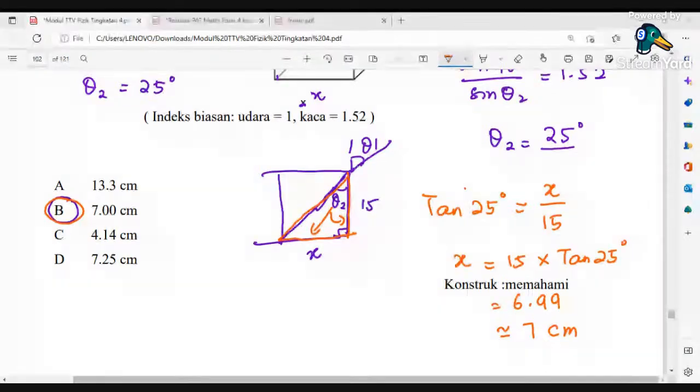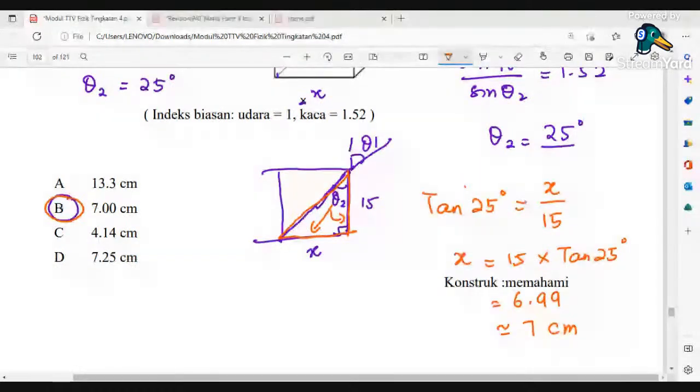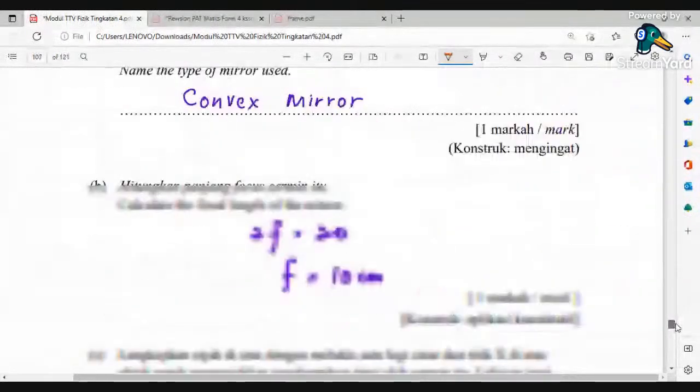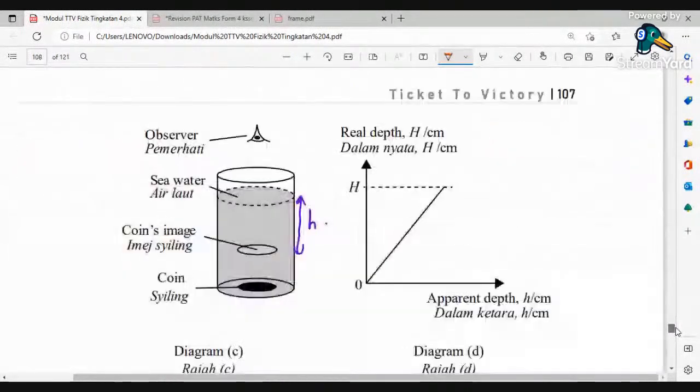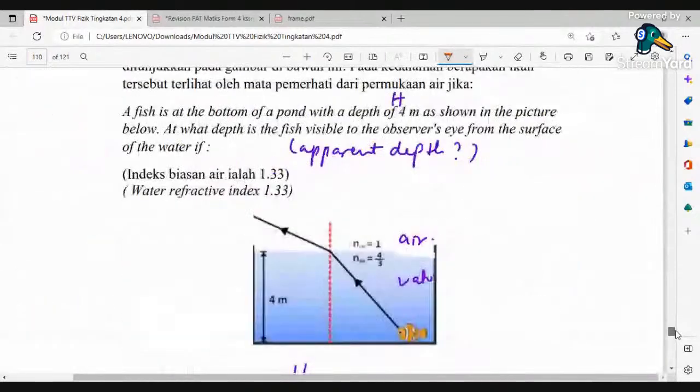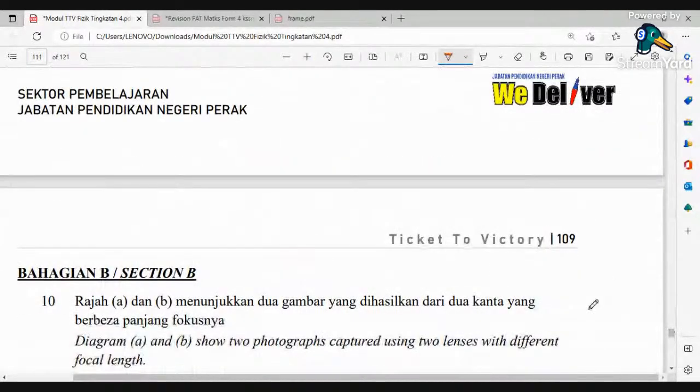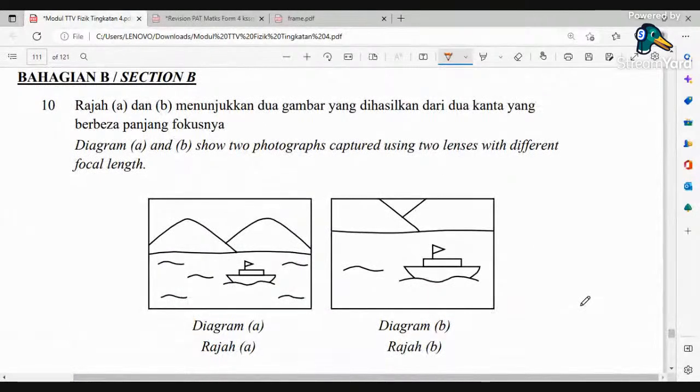Boleh tak? Okay, boleh tak Nuriah? Okay, so soalan ni dia ada 2 step. Maksudnya soalan hot lah ni. Okay, soalan hot. So we can continue to the next, to the section B. Kita sambung section B. Okay, kita lihat section B.